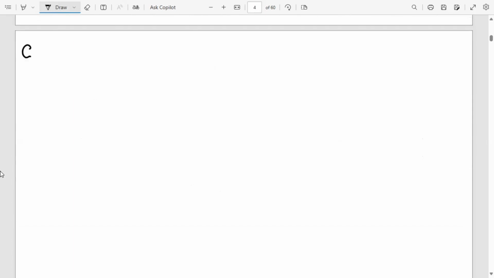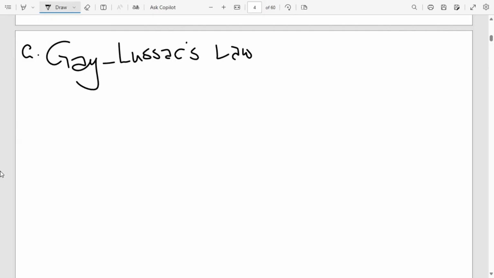Okay, so C, which is the third law. The third law actually talks about it's known as Amonton's law or Gay-Lussac's law, which is a very common name. So I'll say this is Gay-Lussac's law. So what does the Gay-Lussac's law actually talk about? It just shows us the relationship between pressure and the temperature. Temperature and the pressure. So what's the concept behind the Gay-Lussac's law?